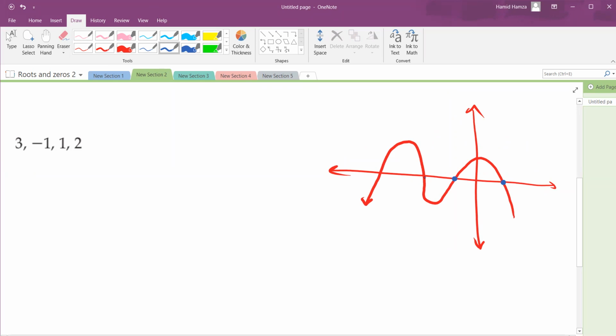So you know that the x-intercepts represent the zeros of a function or the roots of an equation. All of them are the same, okay? So this is 1, -1, and -2. I don't want this part.